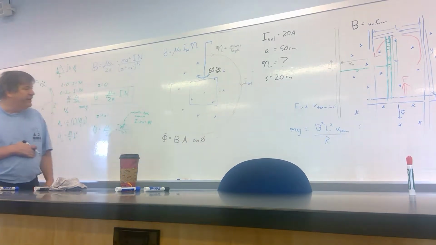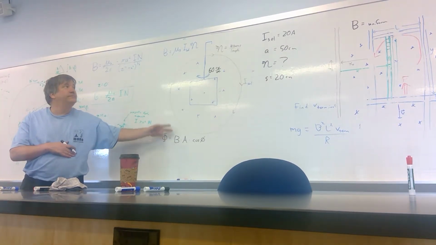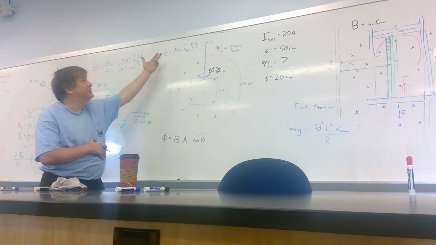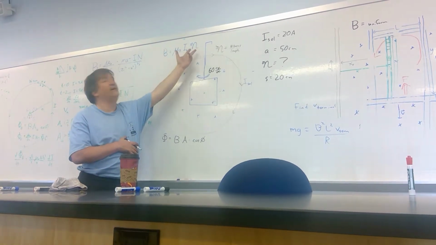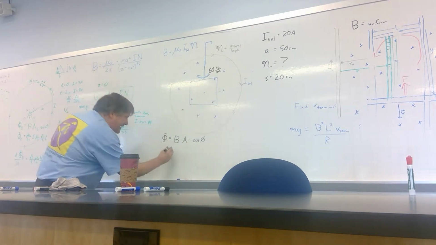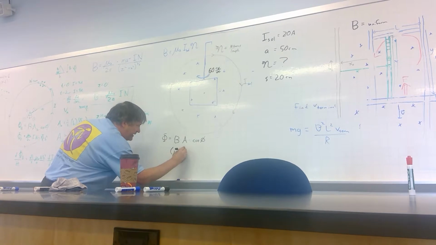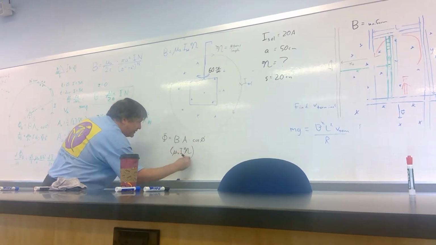Help me out here. Which B field am I talking about? The B field created by the solenoid. So we use this formula for the B field from the solenoid. I don't yet know what script n is, but that's okay. That's what I need to solve for. So I can say the B field created by the solenoid is mu naught times I times script n, my number of turns per unit length.